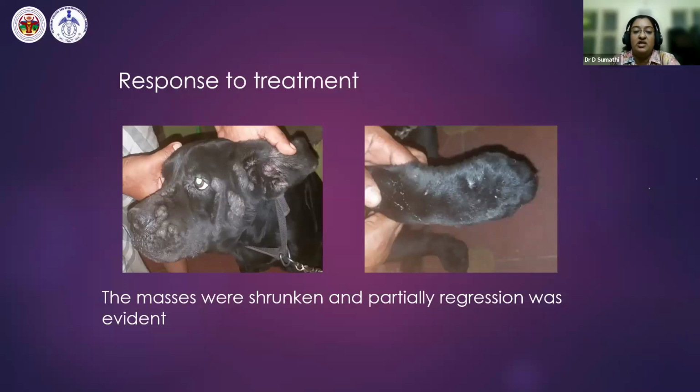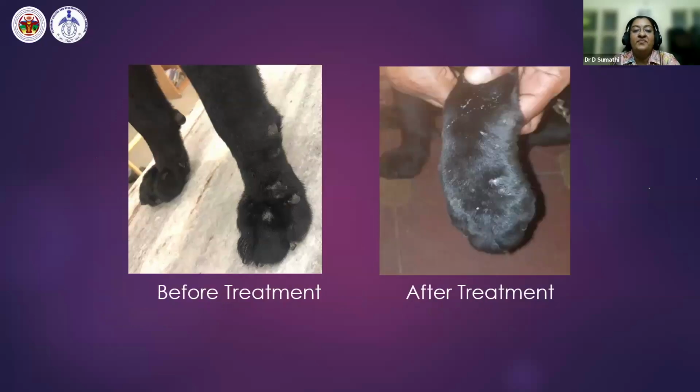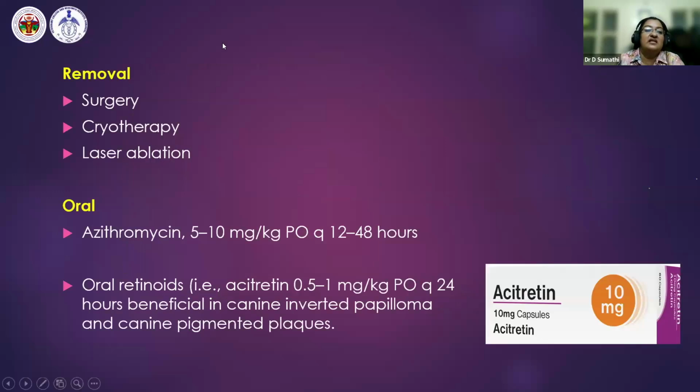So this was after Thuja. After giving Thuja oral and external applications, the lesions started to shrink. So this is before and after treatment in the foot lesions. As I said, you can go with surgery, cryotherapy, or laser ablation.